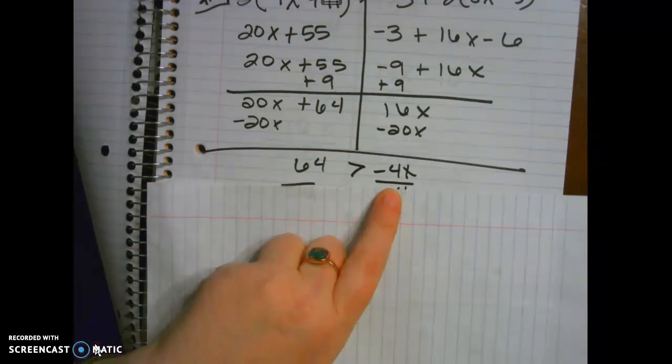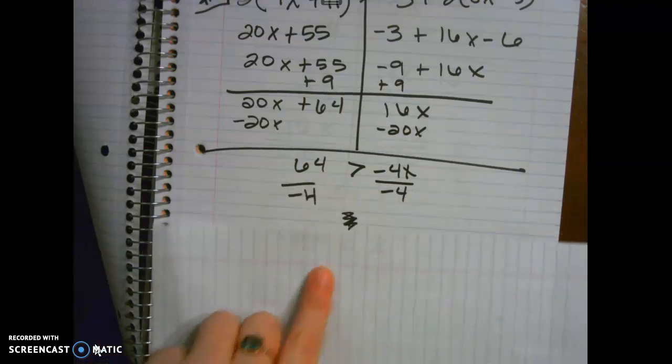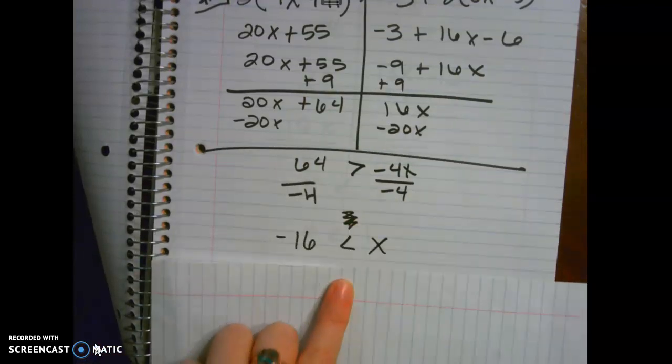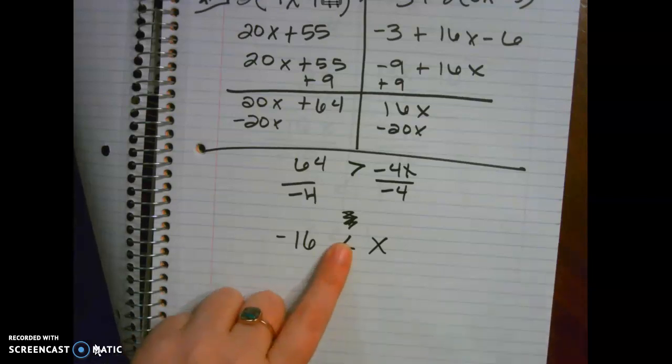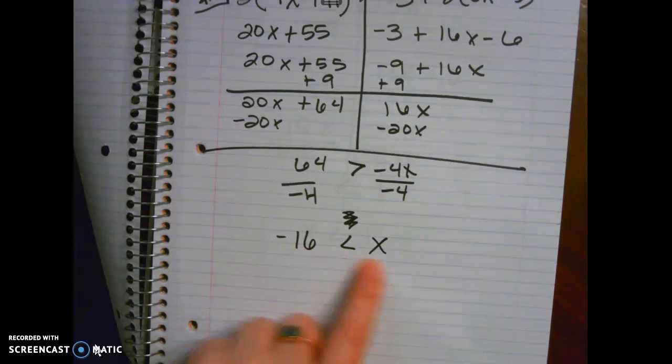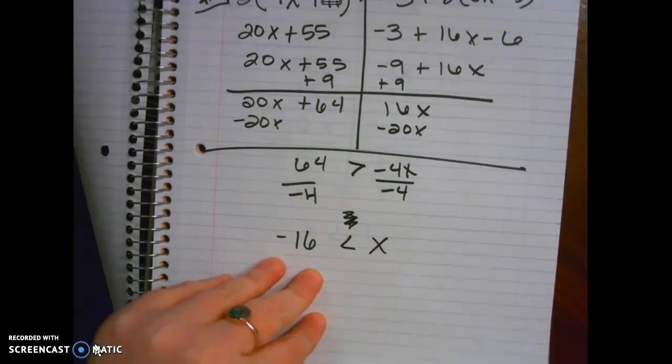So here we are going to divide by a negative. I almost messed up. And we did flip our sign. And so here we've got that negative 16 is less than x. Or you could say x is greater than negative 16.